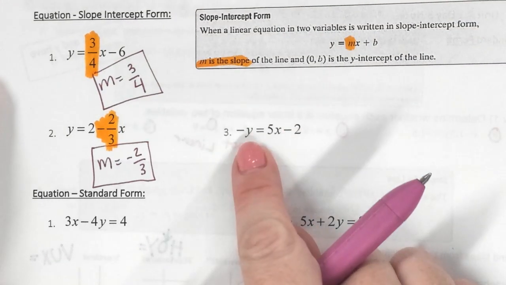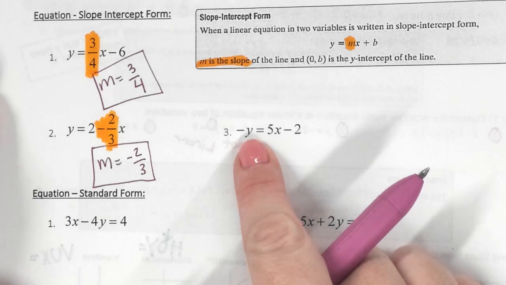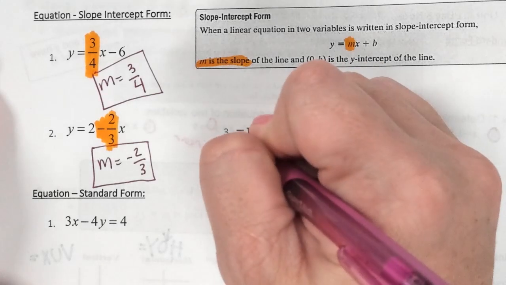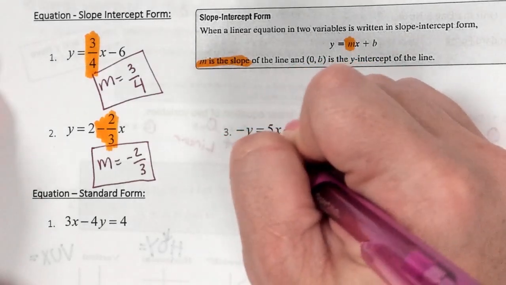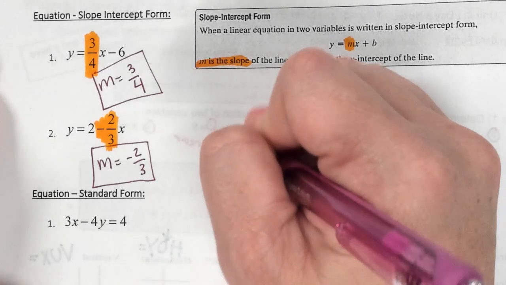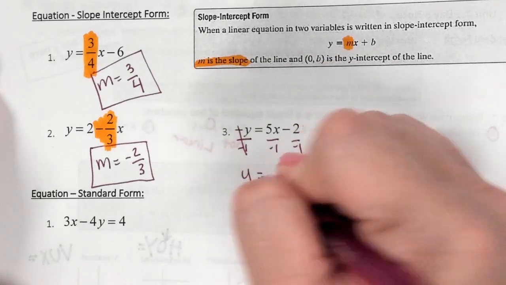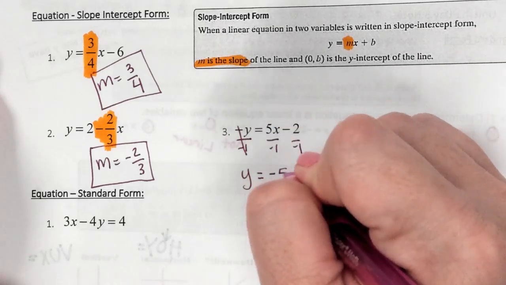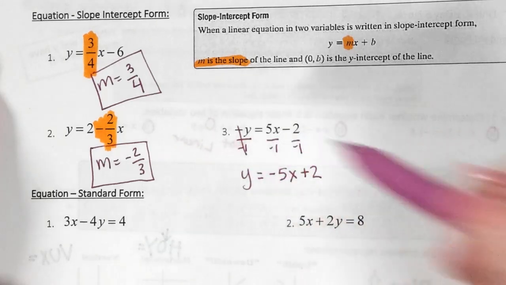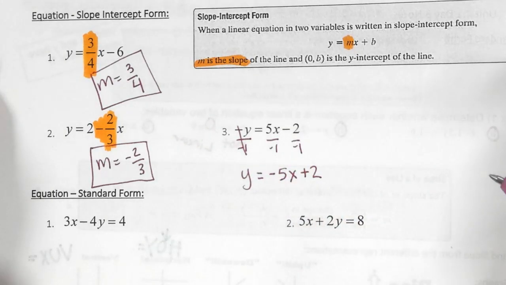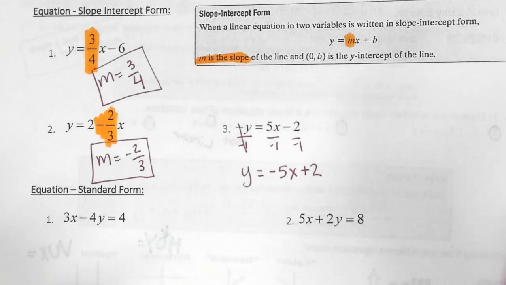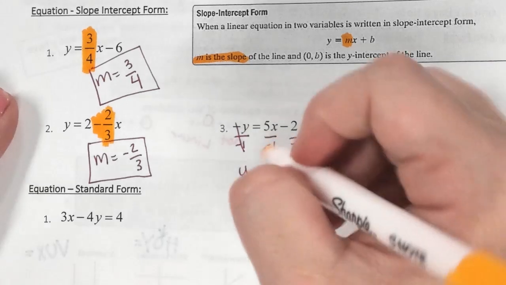Now here, is y by itself? No. So I have to get y by itself. How do I get rid of this negative? Yeah, you can multiply or divide by a -1. Okay, 2 negatives makes it positive, so this becomes positive y. 5 divided by -1 is -5. -2 divided by -1 is positive 2. So if you'll notice, it just changed all the signs to opposite. So if it's easy to get y by itself, you could just do whatever you need to do to get y by itself. Then, what's my slope now that y is by itself? -5.